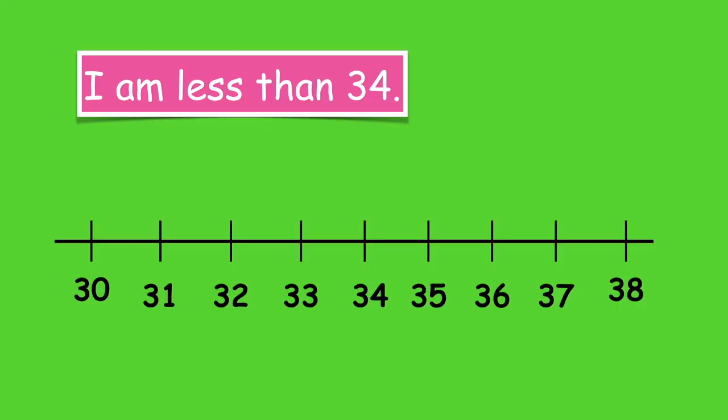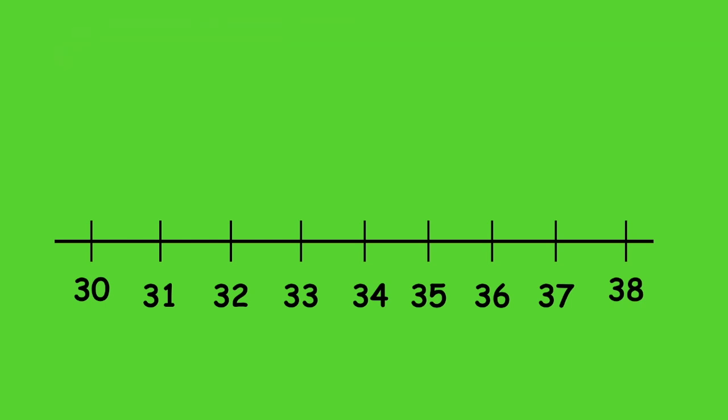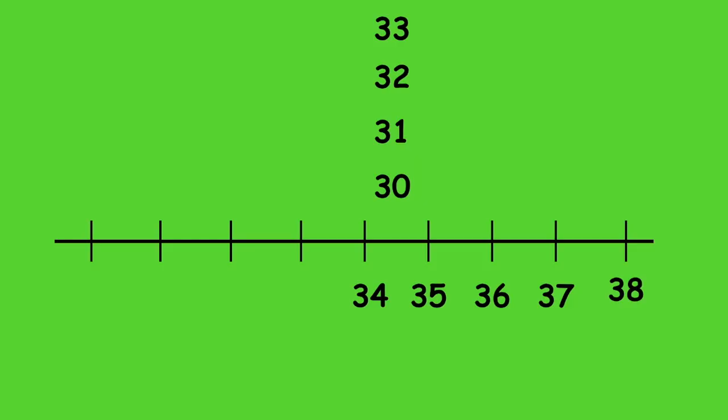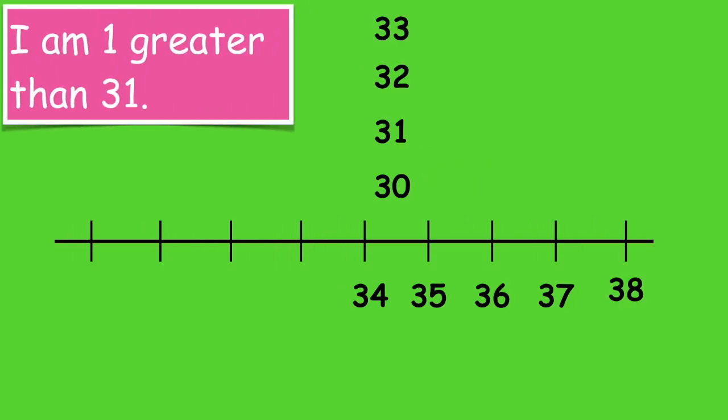Thank you for creating that list. Now let's go over this together. Again, we will look at our numbers to the left of 34 because the numbers decrease moving left. So that means we can add 33, 32, 31, and 30 to our list. And now for my next clue. My next clue is, I am 1 greater than 31.